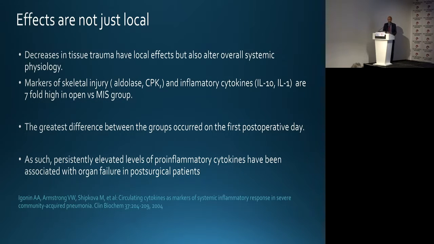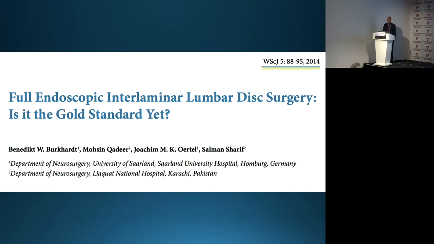So effects are not only local. Decrease in tissue trauma has local effects, but can also have systemic effects. Markers of skeletal injury, aldolase, CPK, cytokines, interleukin 10 and 1 are 7-fold up in open surgery versus the MIS group. The greatest difference between the groups occurred on the first post-operative day. Persistently elevated levels of pro-inflammatory cytokines have been associated with organ failures in some of these patients.